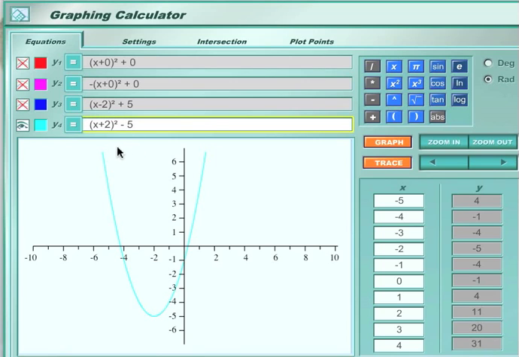The only thing I want to emphasize one more time is, what happens if I put a negative sign in front of here? And the answer is it's going to be concave not up, but concave down. The vertex is still going to be at -2, -5. And this time it's concave down, and we have a maximum at the vertex -2, -5.